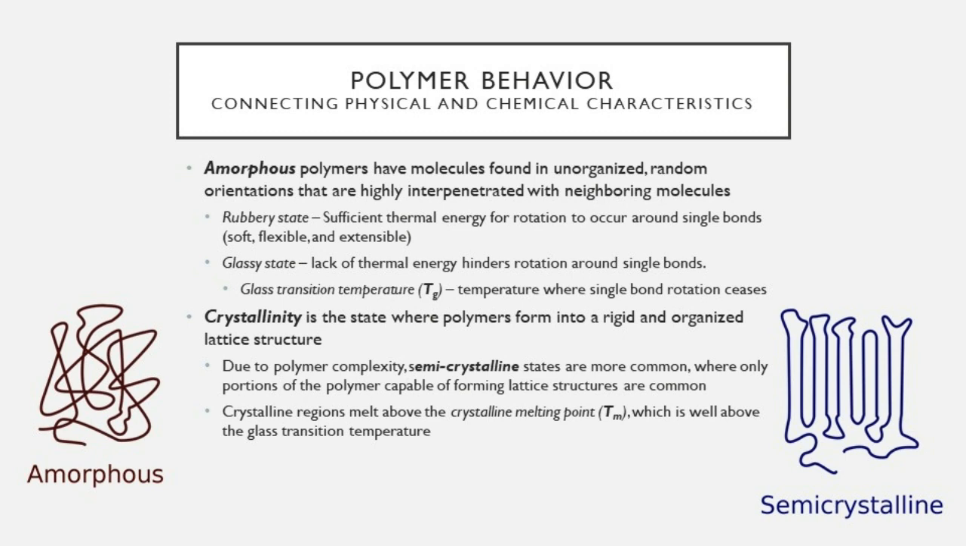Now, these crystalline regions can be broken down by heating the polymer above its crystalline melting point, Tm. Now, the Tm is always well above the glass transition temperature, so polymers can go through a variety of these temperature transition points, which progressively bring them into stronger and more organized patterns. Because of this, biomedical engineers are very interested in these temperature transition points, specifically how close they are to body temperature for those biomaterials that are going to interact with the body.